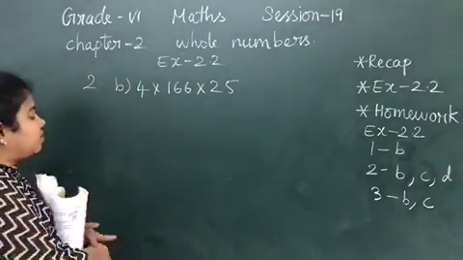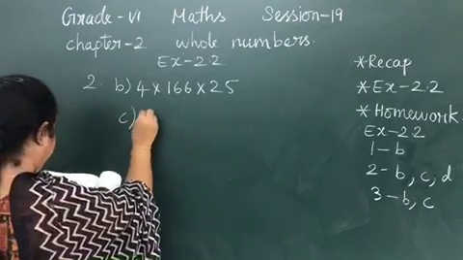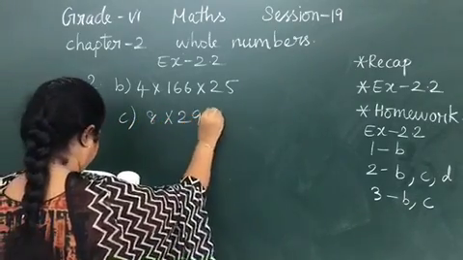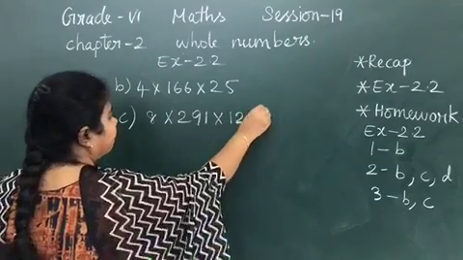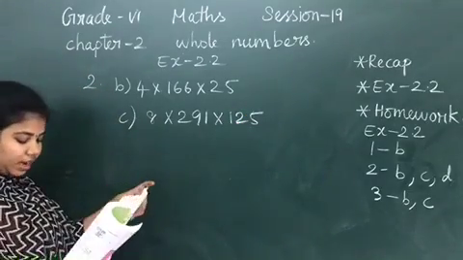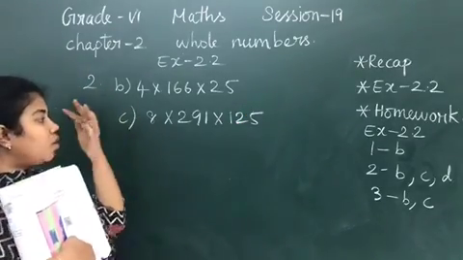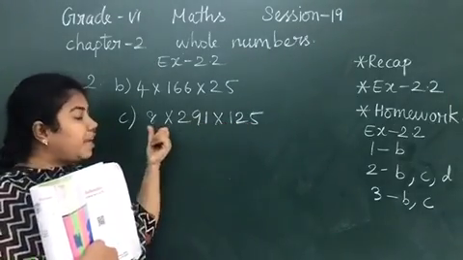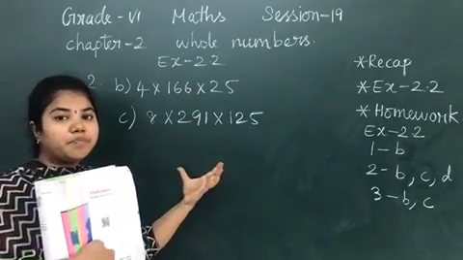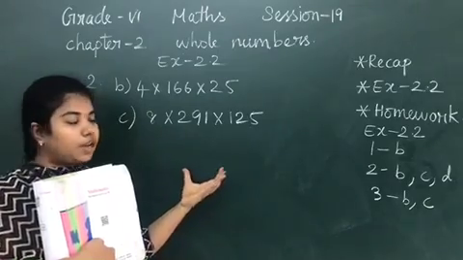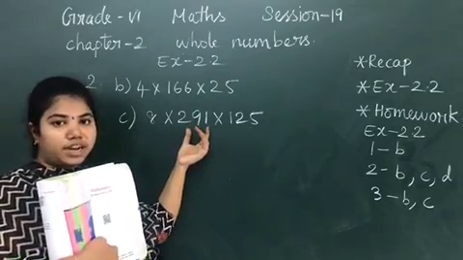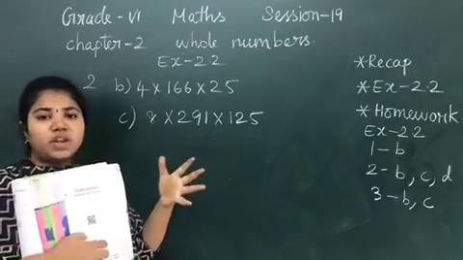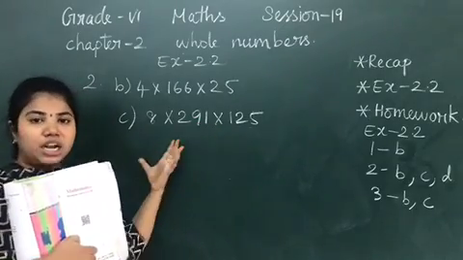Okay. Now see the next sum. C is also your homework. I will explain. So here it is 125 and 291 into 8. Now if you multiply 125 into 8, you will get some thousands or hundreds value. Then you can multiply easily with 291. If you multiply these 2 numbers first, you will get a huge number. Then you have to again multiply with 8.